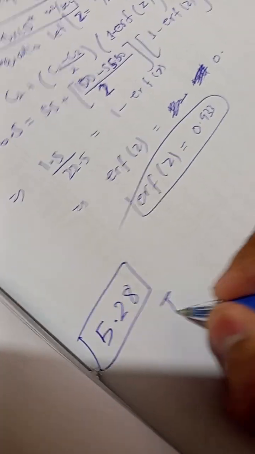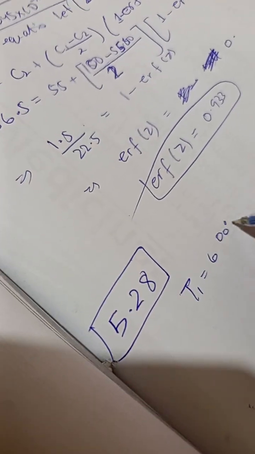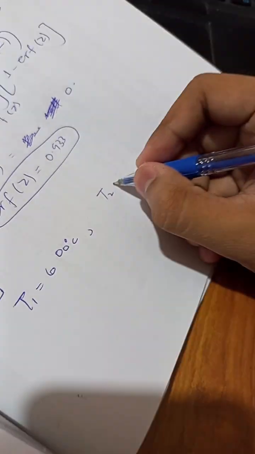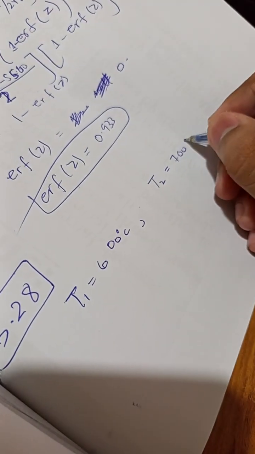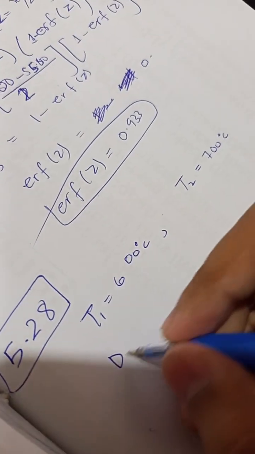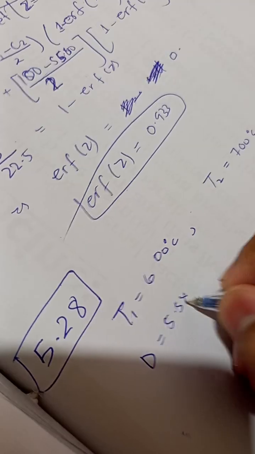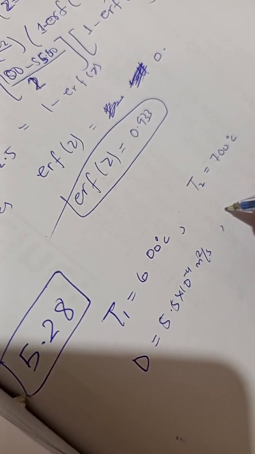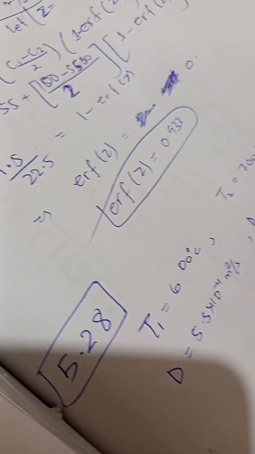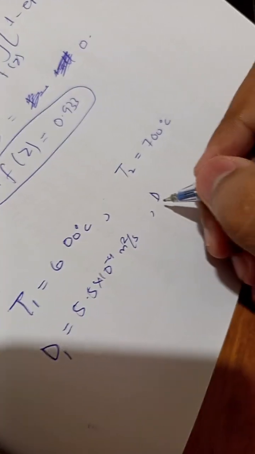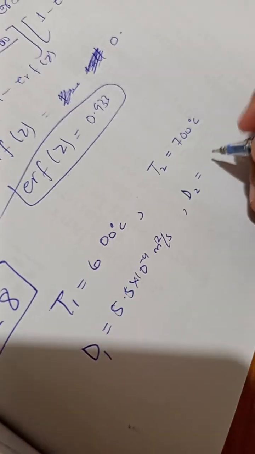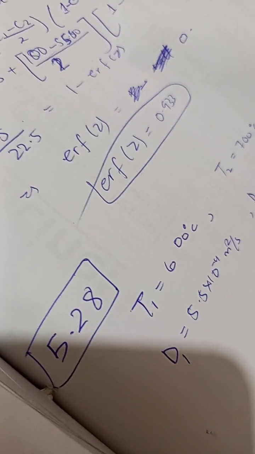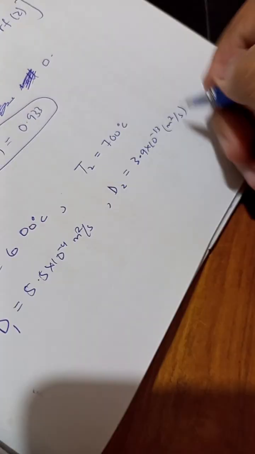since we have temperature 1 equal to 600 degrees Celsius and temperature 2 equal to 700 degrees Celsius, the D value given is 5.5 times 10 to the minus 14 meter squared per second. You can say this is D1 and this one will be D2. These are coming from the table of the problem.